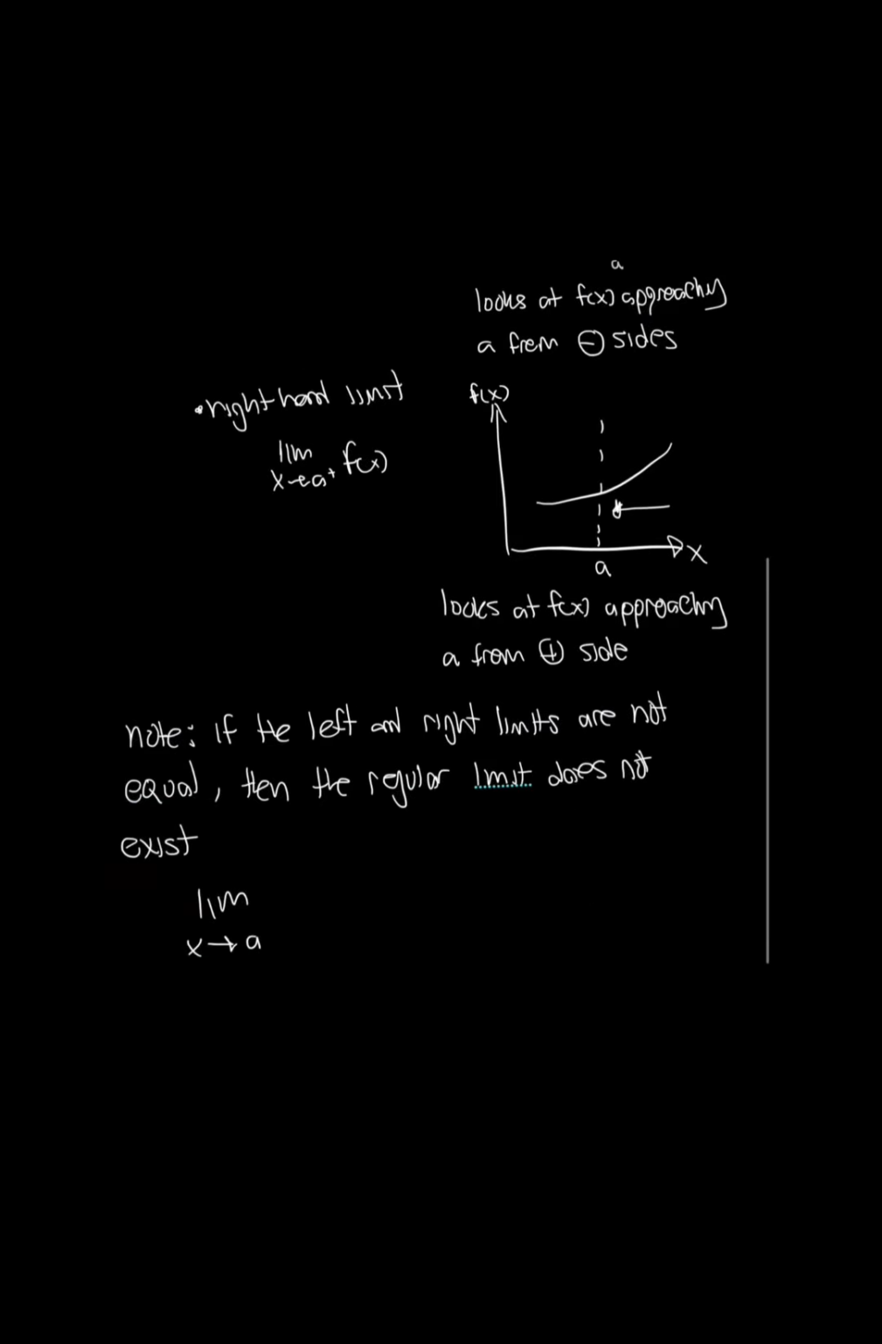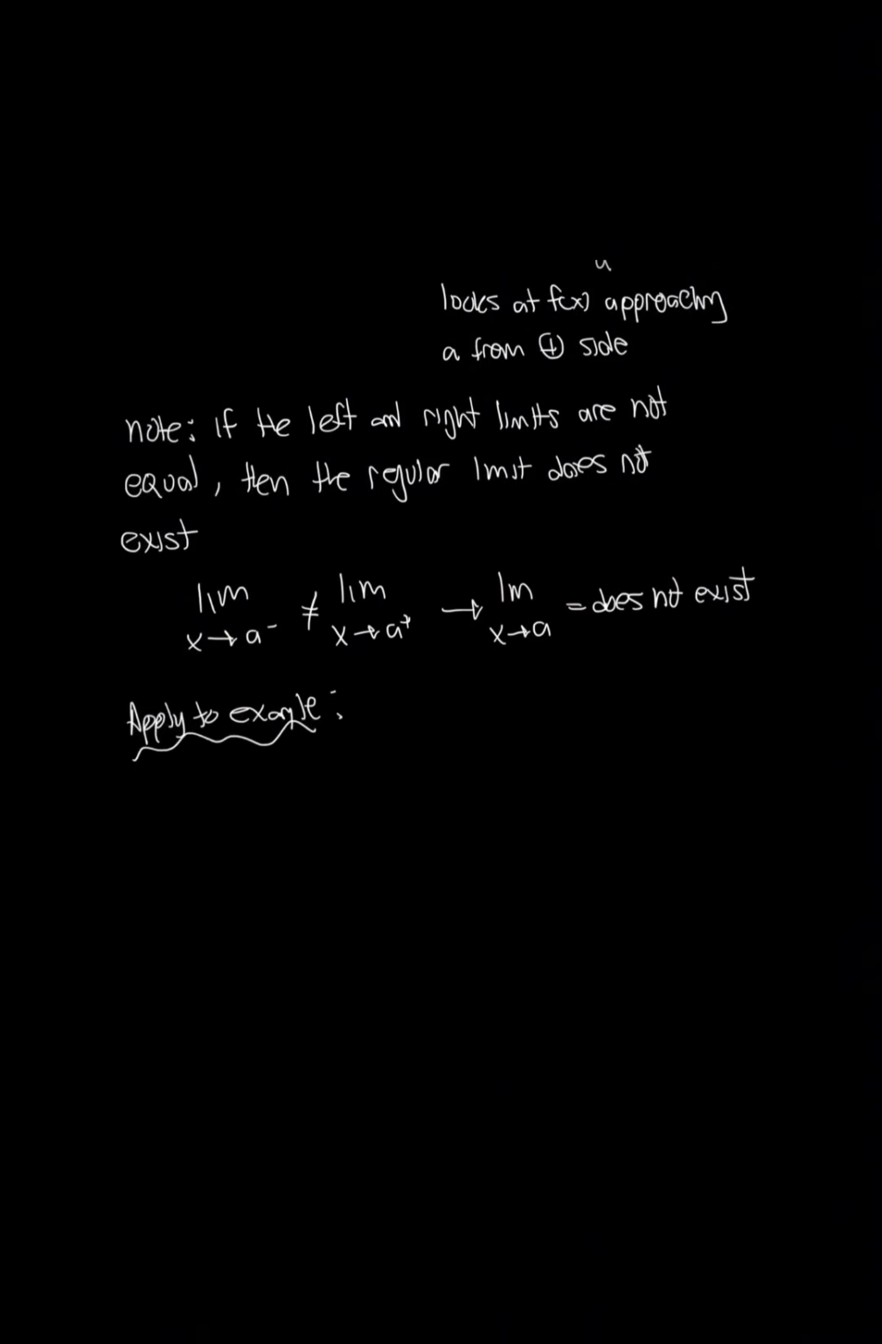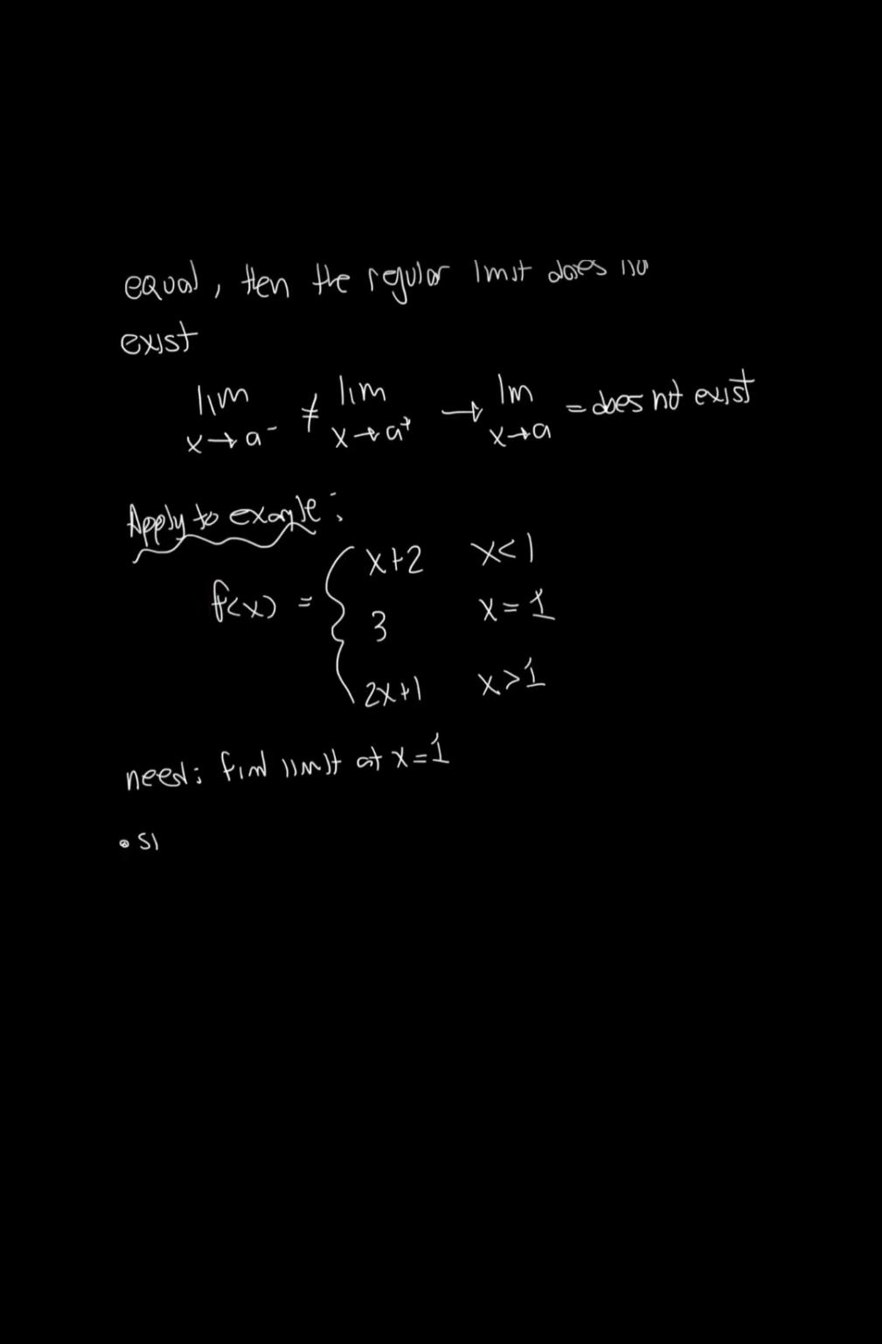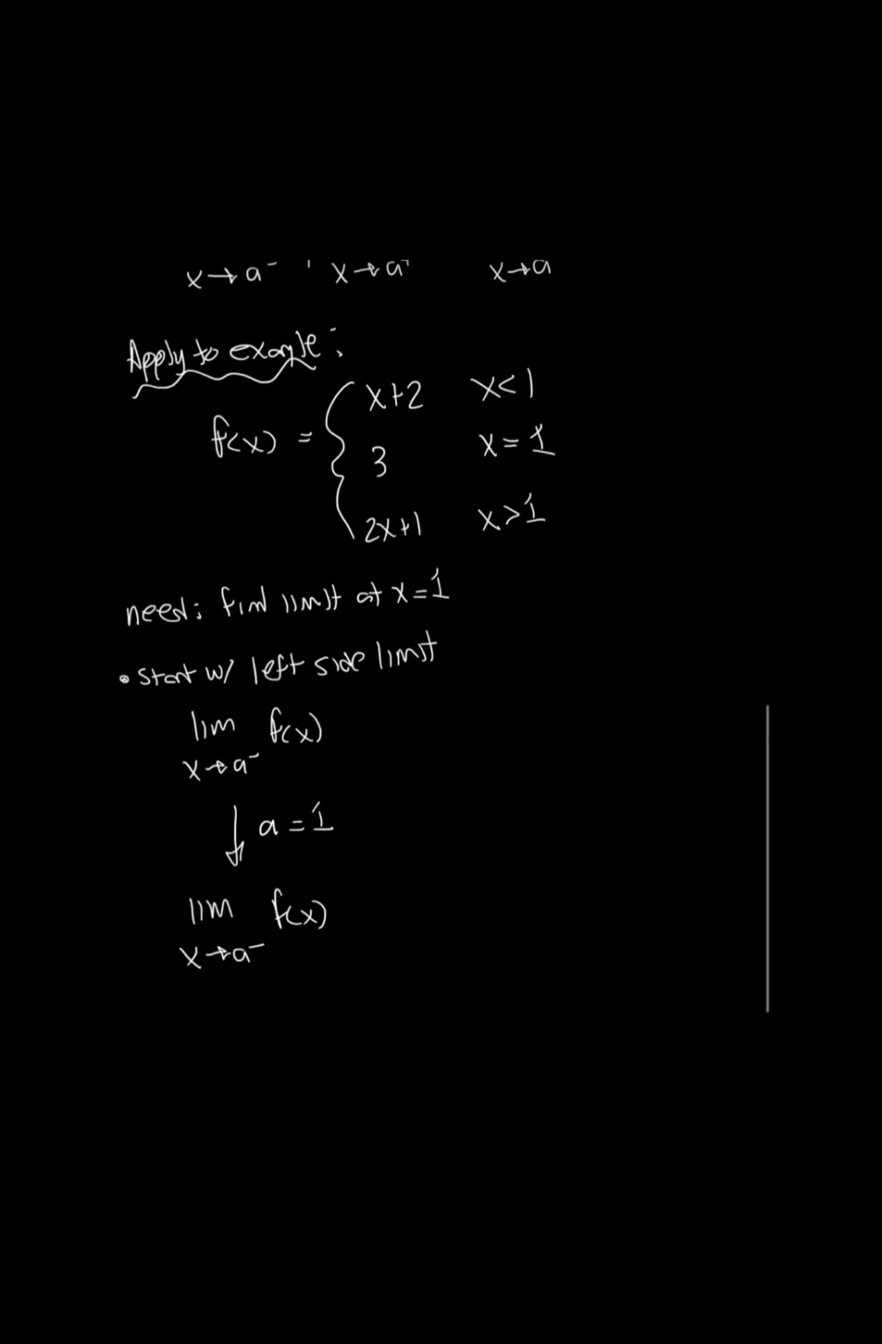So if the limit as x approaches a from the negative side does not equal the limit as x approaches a from the positive side, then the limit as x approaches a in general does not exist. So we can apply this to our example here. We need to find the limit as x equals 1. So with our left side limit, we can note that a is going to be equal to 1 in this case. So we're taking the limit as x approaches 1 from the negative side.